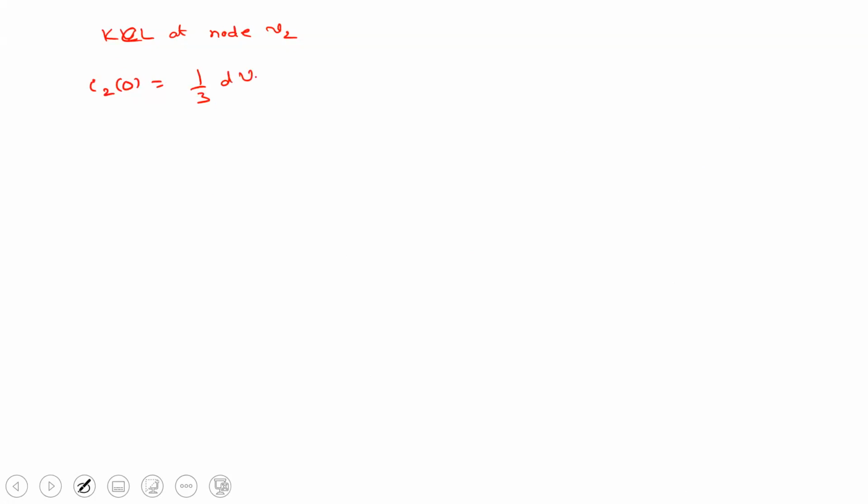So dv2 of 0 by dt. Both are the same, right? Yes, sir. Both are the same. This will be dv2 of 0 by dt, which is equal to 0. Is this correct? Yes, sir.